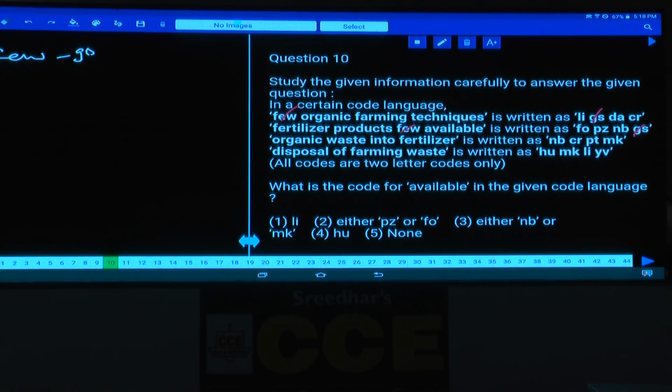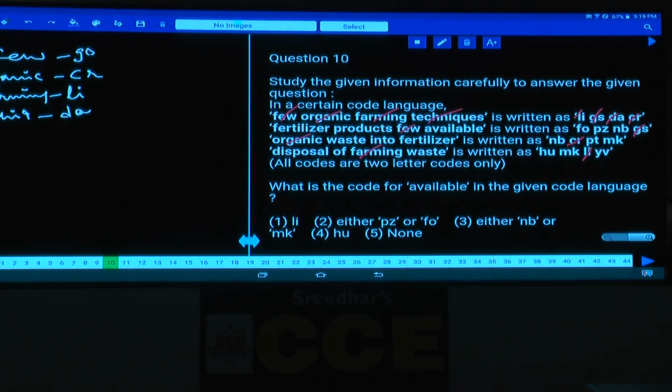Next one, organic farming techniques. Organic is the word which is common. As organic is common, what is the code common between these two? LIDACR. CR is common. And the code to the word organic is CR. Next one, first and the fourth. Farming is the word which is common. What is the code common between these two? LIDA. LI is common between these two. Hence farming is LI. Then in this one, techniques is left over, and DA is left over. And the code to the word techniques is DA.